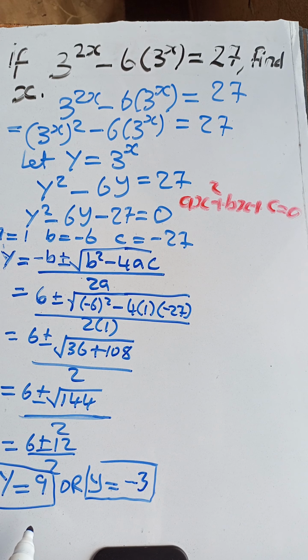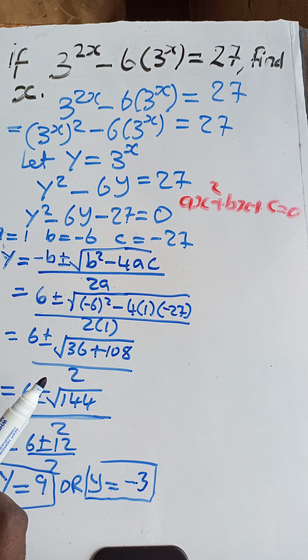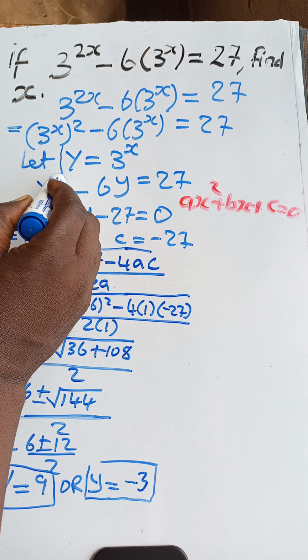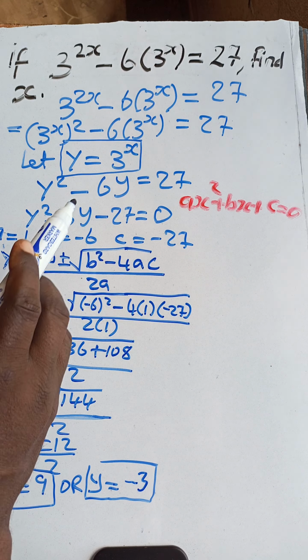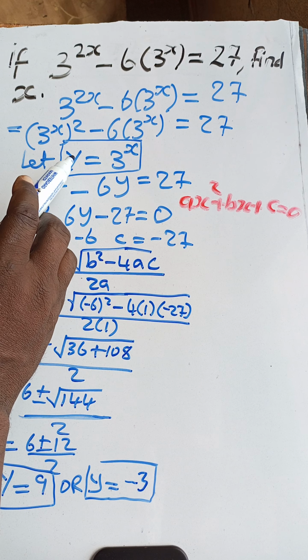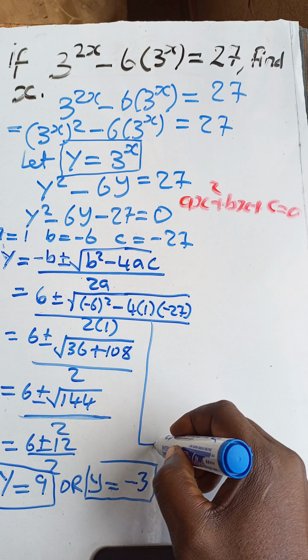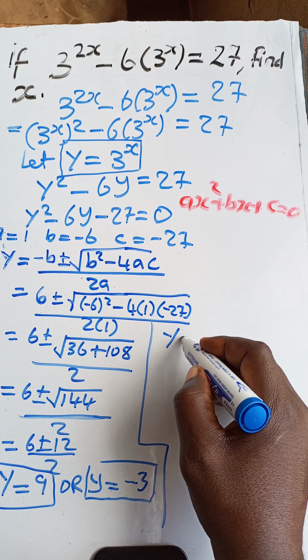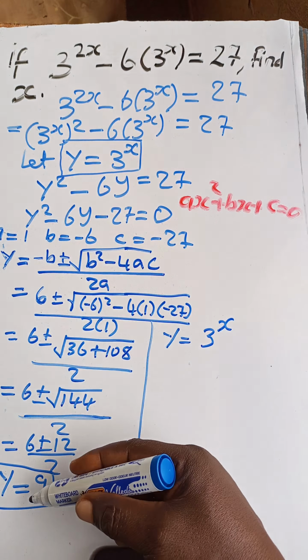Now, our work does not stop here because we were not asked to solve for y. There is no y in our original question. We were asked to solve for x. So how do we get the value of x? We go back to the substitution that we made. That substitution will help us get the value of x. We know y, so we put the values of y here so that we can solve for x. Taking the first case, we know y is equal to 3 to the x. When y is 9, we put 9 there, so 9 is equal to 3 to the x.